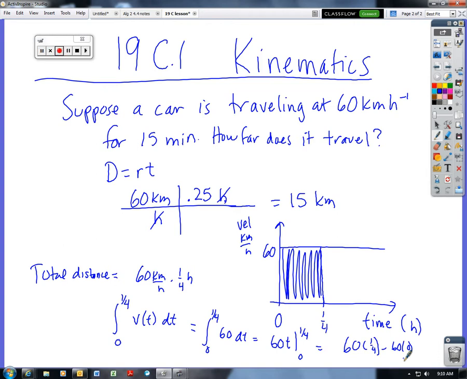So if you want to find the total distance and you have a rate of change, or in this case a velocity, you can integrate, find the area underneath the curve, underneath that velocity curve, or underneath the rate of change curve, and that'll give you your total amount of change. In this case, that's the total distance.